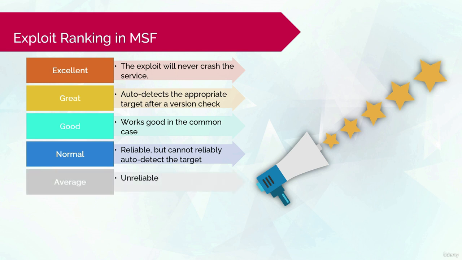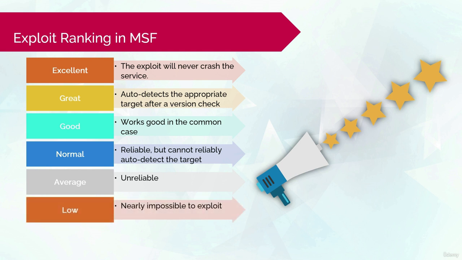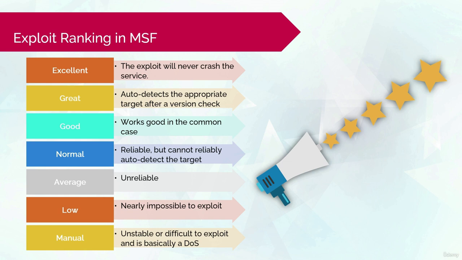Average. The exploit is generally unreliable or difficult to exploit. Low. The exploit is nearly impossible to exploit, or I'd say under a 50% success rate for common platforms. Manual. The exploit is unstable or difficult to exploit and is basically a DOS. So this ranking is also used when the module has no use unless specifically configured by the user.